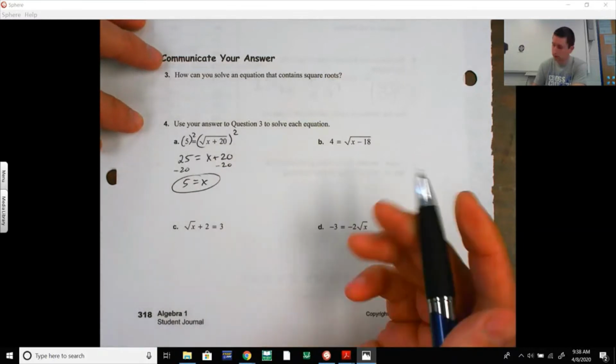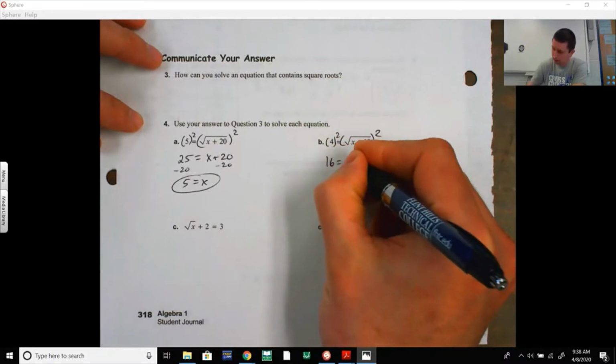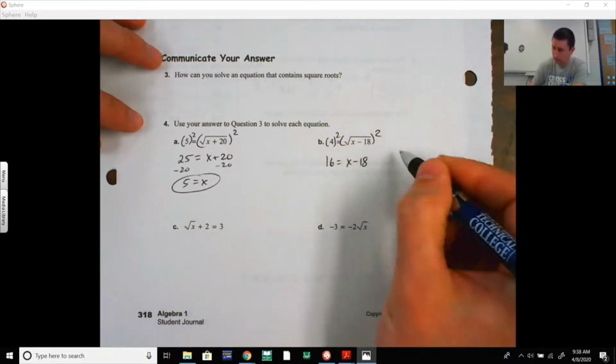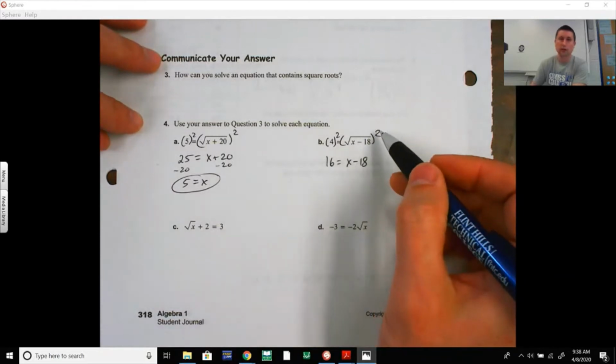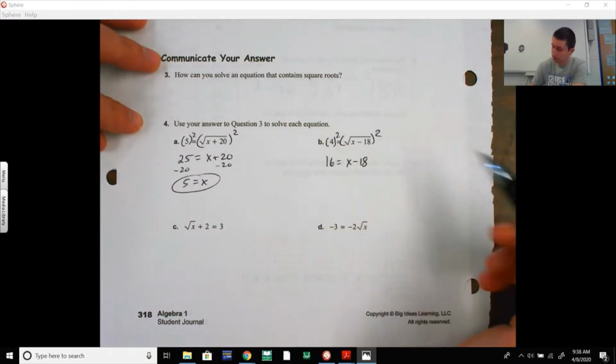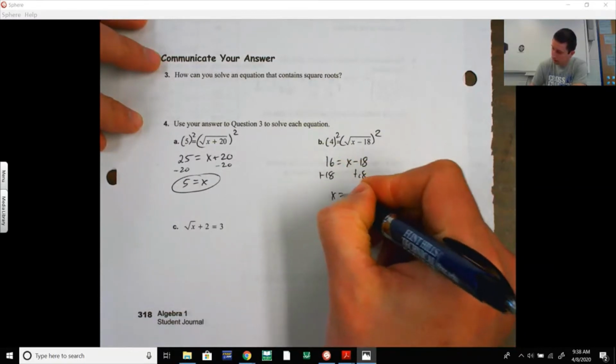That's checking your answer. Okay, square both sides, 16 equals x minus 18. Again, this one is the easy side, you don't do anything except take the house down. So the squared is the big bad wolf that comes and blows the house away. Add 18 to both sides, and you get x equals 34.